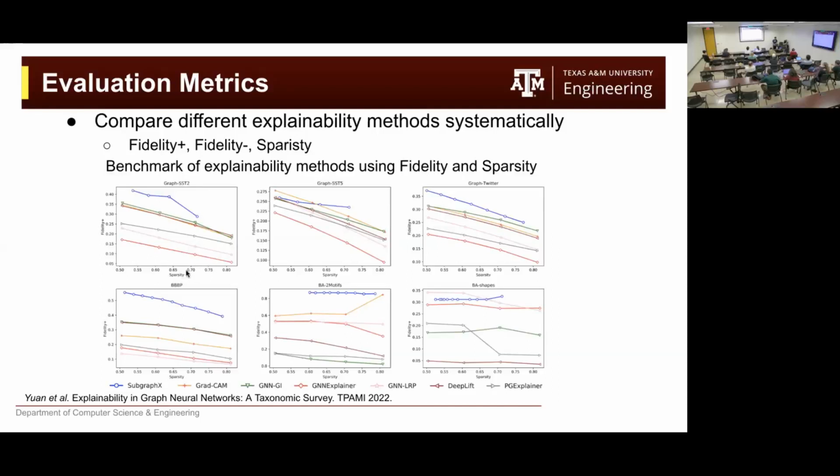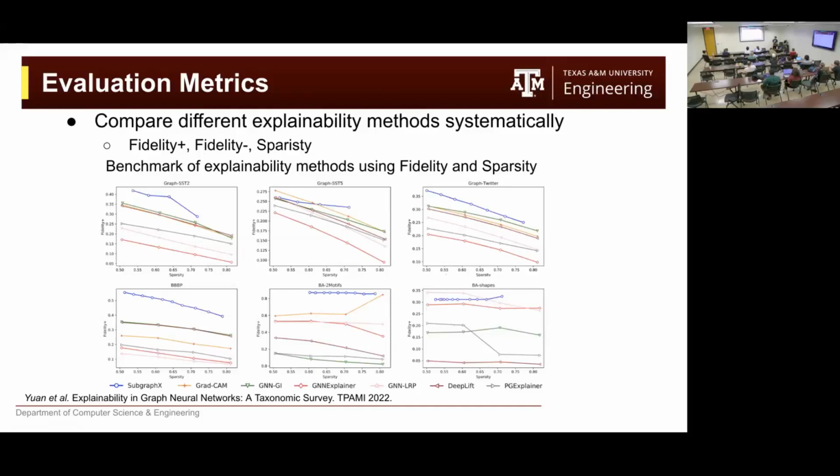And we can also compare them at different sparsity levels, and compare the fidelity plus score of these methods. And here we propose a benchmark of explainability methods using such fidelity and sparsity scores. And we implement 7 different explainability methods from different categories on 6 different datasets, including the synthetic dataset, the text sentiment dataset, and the molecule datasets. Okay. So that's how to evaluate the metrics.